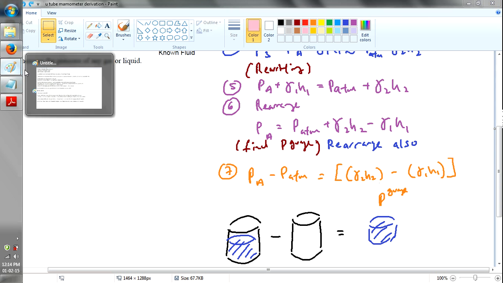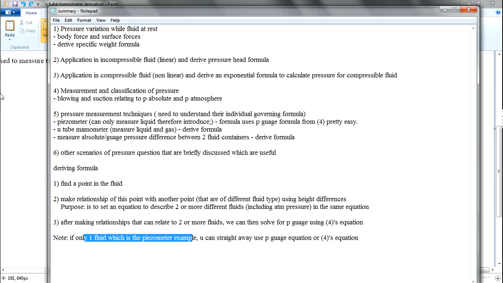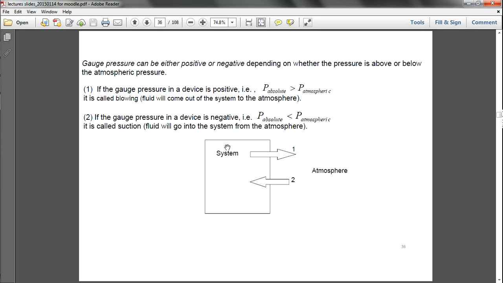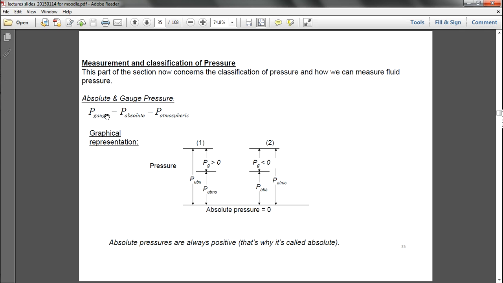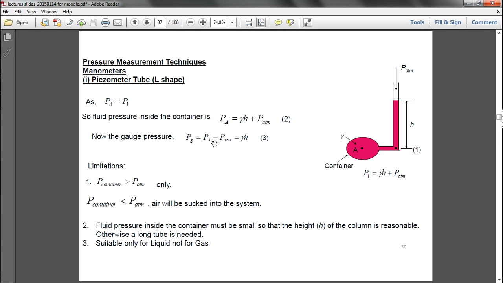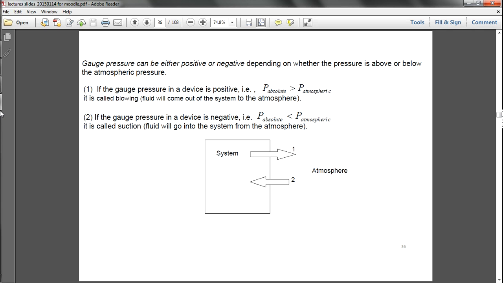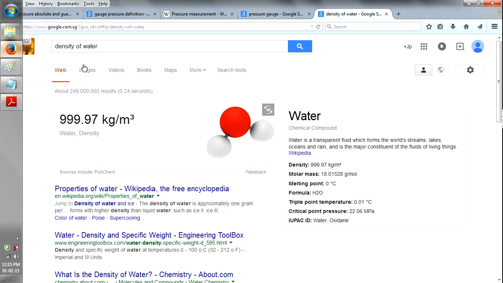However, if you have only one fluid, like the piezometer, which itself is only one fluid, you can straight away just use this formula, as also mentioned earlier. It's the same formula: the change in height is just the term we bring over, and the gauge just goes to this. That's all.